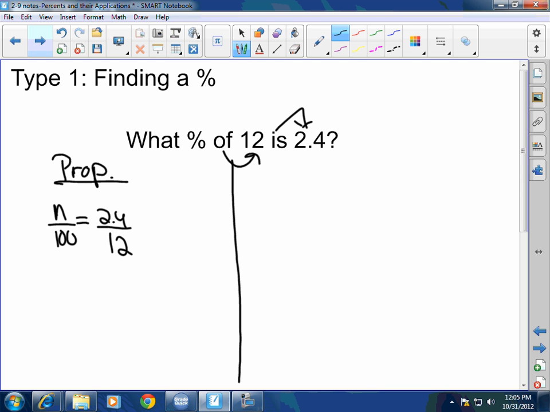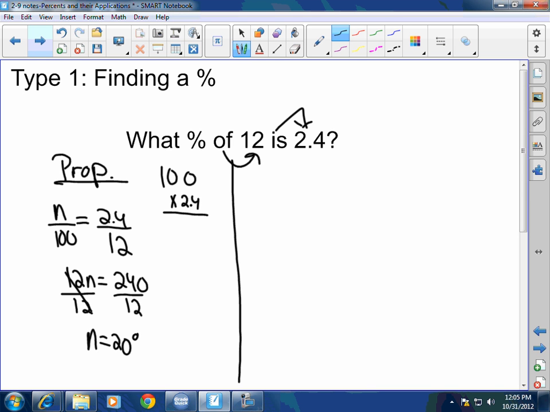Now cross multiply. 12n equals 240. Now, how do we get that 240? Well, do you guys remember what you do when you multiply by powers of 10? You move the decimal 2 places to the right. Excellent, gentlemen. So that's how I got 240 nice and easy. Divide by 12 to both sides to get my n alone, and n will equal 20%, because they're looking for a percent. Does that make sense? Okay.